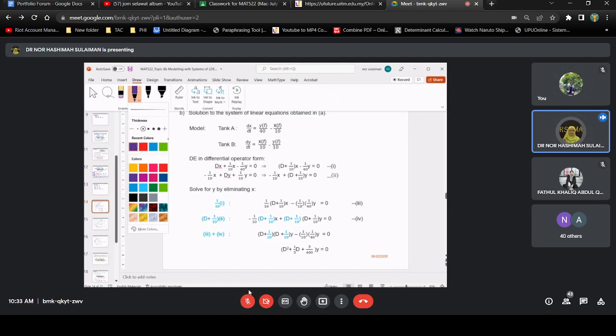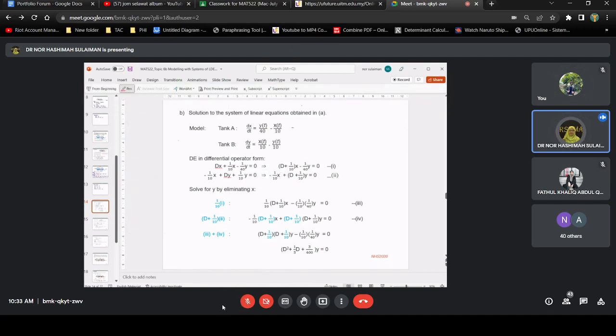Tak kisahlah nak guna elimination ke, nak guna substitution ke, kan? Okay, kata kita guna elimination. So the first equation ni you boleh tukar pada apa? Dx, right? Dx stands for the derivative of x with respect to t. Untuk yang ini, right? Lepas tu ada x lagi belah kanan ni. I bring it over to the other side. Okay, so the negative becomes positive. Okay, so we have dx and then plus 1 over 10 x. Okay, lepas tu minus y over 40, right, equal to 0. Yang ni saya omit the bracket t.